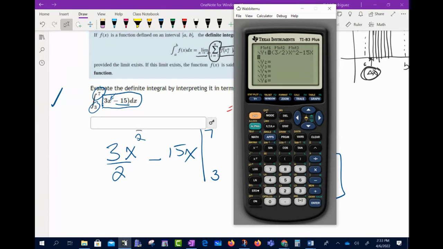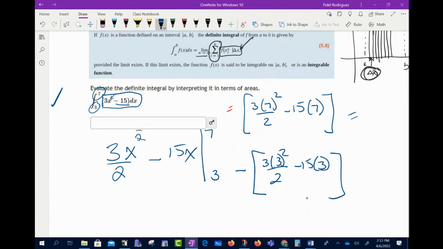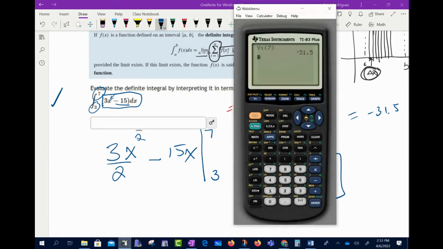Okay, so now I'm going to hit quit here. I'm going to go to my y bars. Y bars right there. I'm going to evaluate this at the first number, which was 7. Okay. All right, so look what I'm coming up with. I'm coming up with negative 31.5. Y'all, I don't exactly know how they're going to ask you to enter in your answer, but I'll leave it as negative 31.5. Okay, and then I'm going to do the same thing here at 3.